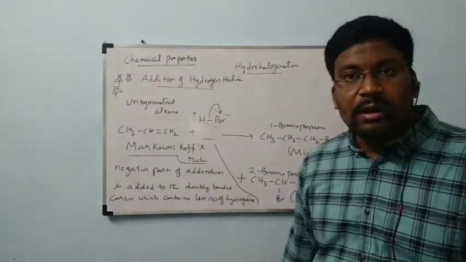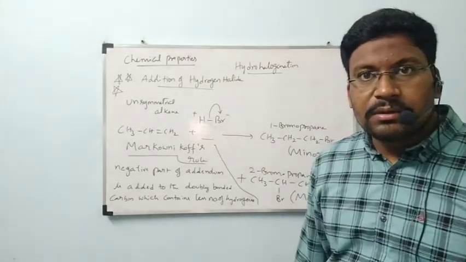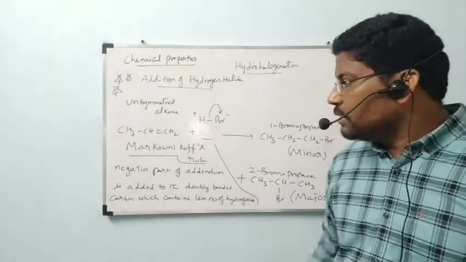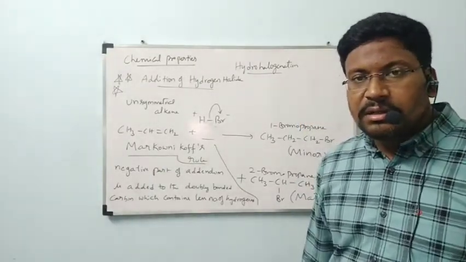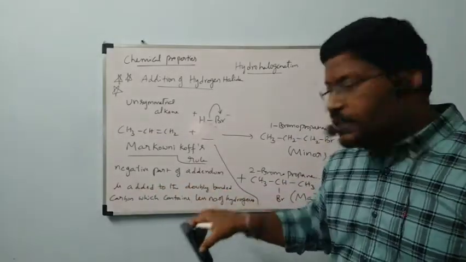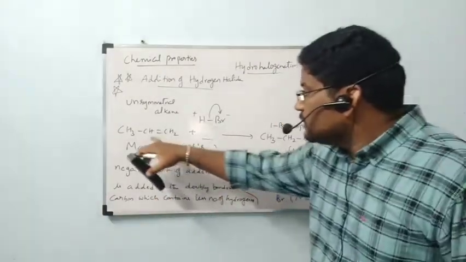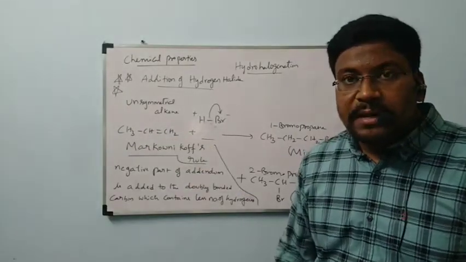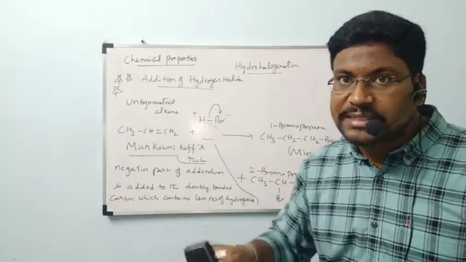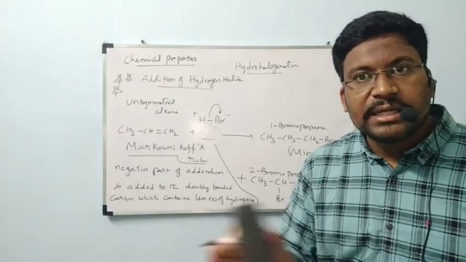According to Markovnikov's rule, the major product is decided depending on the following statement. So note it down. The negative part of the addendum is added to the doubly bonded carbon which contains less number of hydrogens. Negative means less than zero; generally, negative means less. Carbon which contains less number of hydrogens. Like that you can remember.